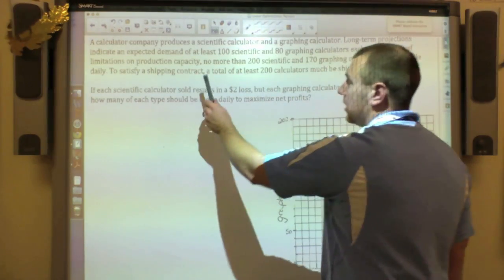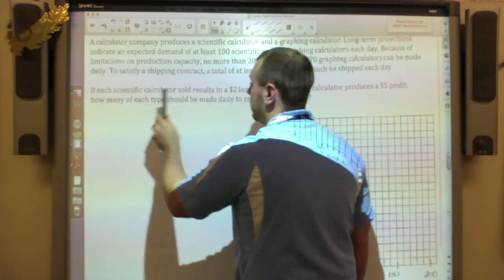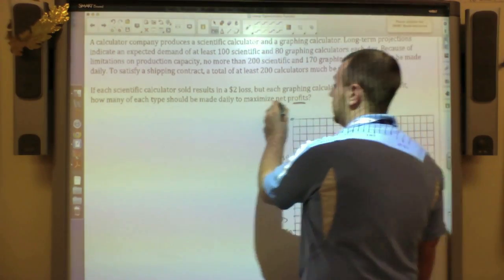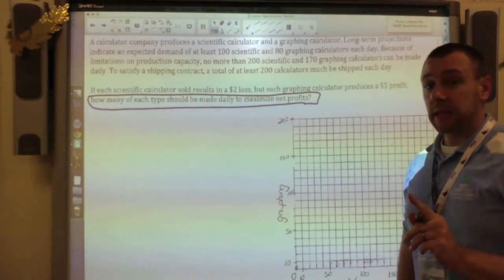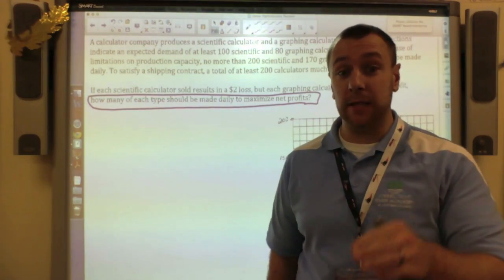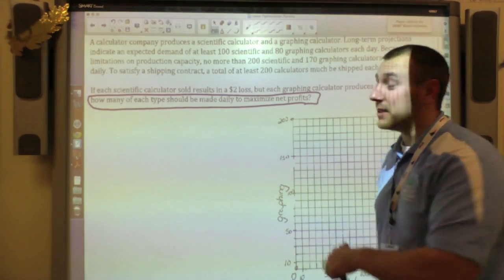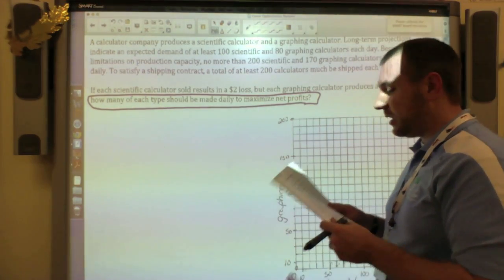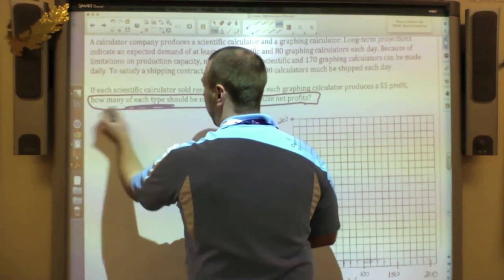If each scientific calculator sold results in a $2 loss, but each graphing calculator produces a $5 profit, how many of each type should be made daily to maximize net profits? This is where I find my question. Number one key, you look for the question mark. But not all things have a question mark. Sometimes there are statements like find or calculate. Those are statements, and they're not always with a question mark, so you've got to watch what they're looking for. What am I trying to figure out? How many of each kind? Each kind of what?